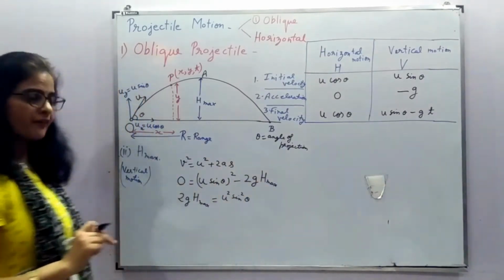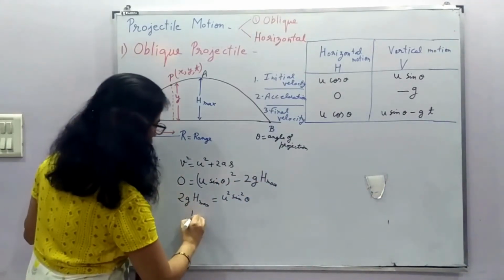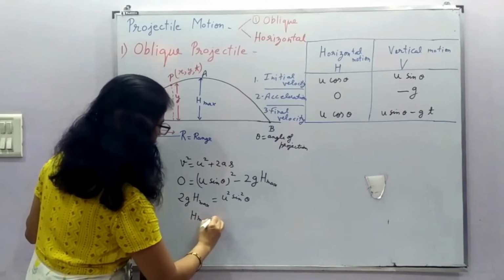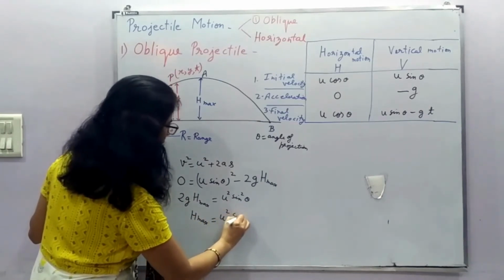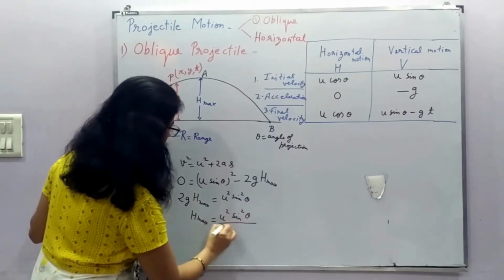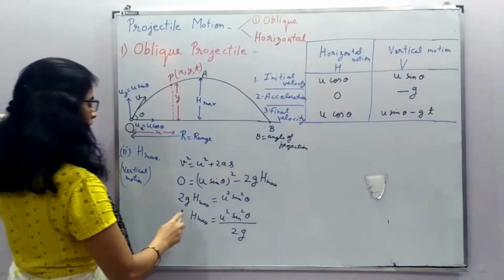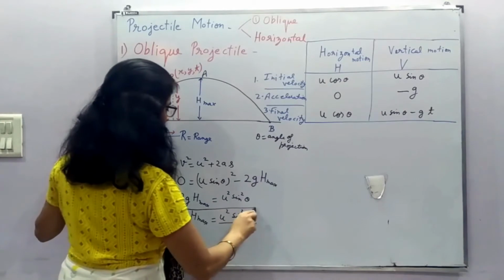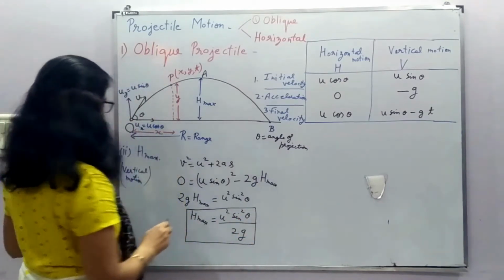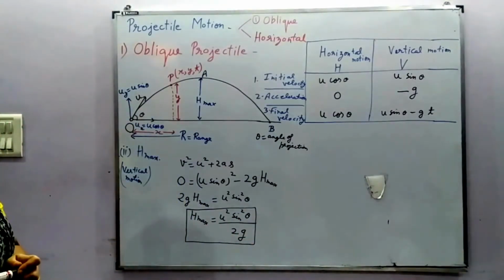This has shifted on the left side. So what is the formula for h max? This will be u square sin square theta upon 2g. Remember the formula? Directly very important for numericals also. Okay, so this is our second derivation. I hope this is clear.